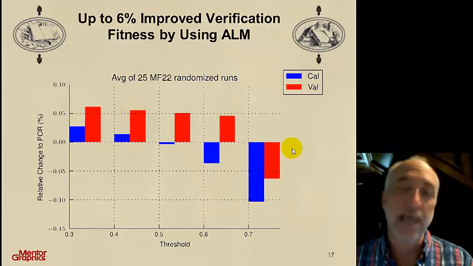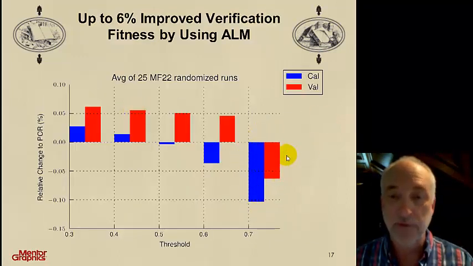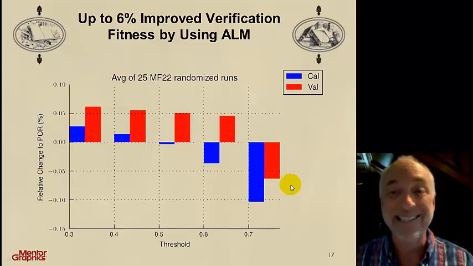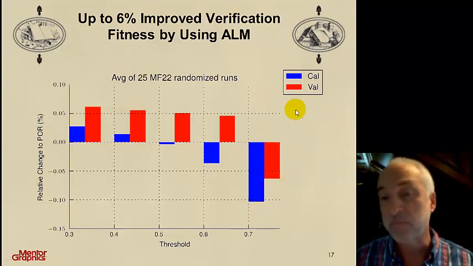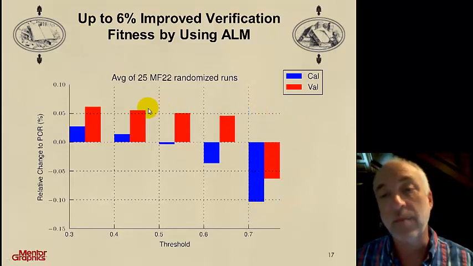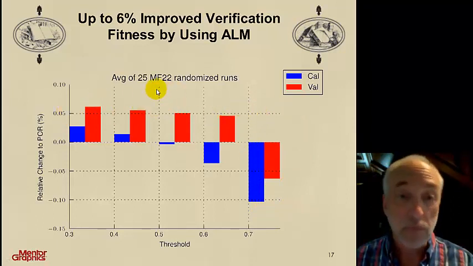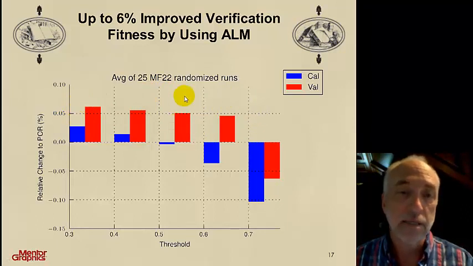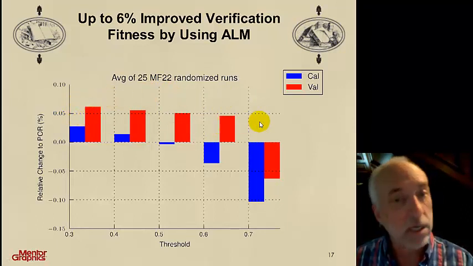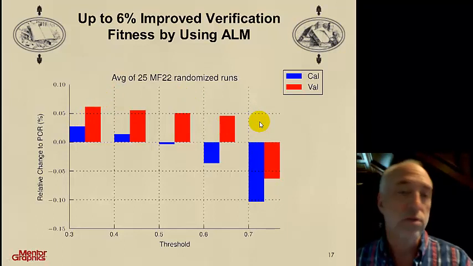And that's what's happening down here at the threshold value of 0.7. I kind of reach this unstable measurement regime. And so as long as we avoid that unstable measurement regime, we get this, about 5% improvement in the predictive accuracy of our model with the use of the ALM.